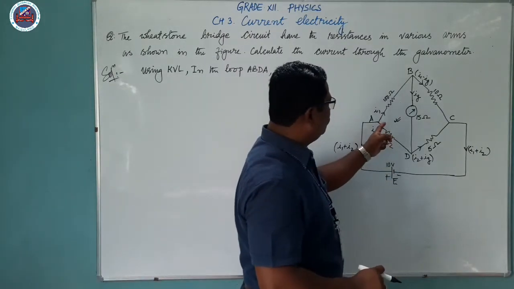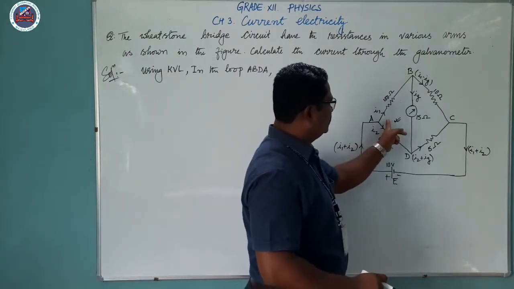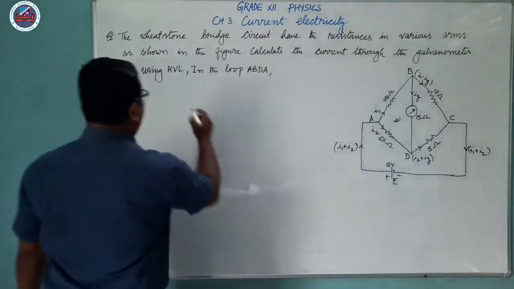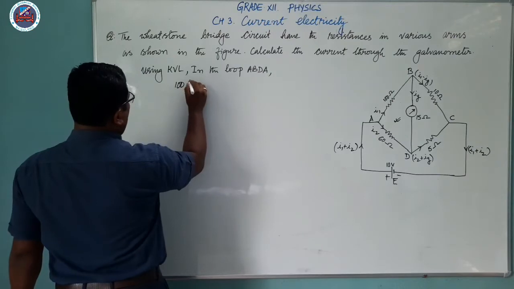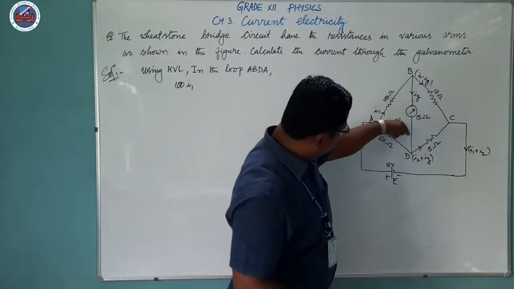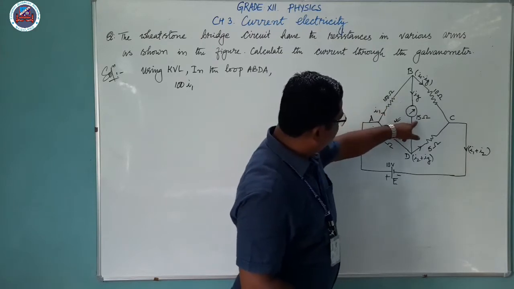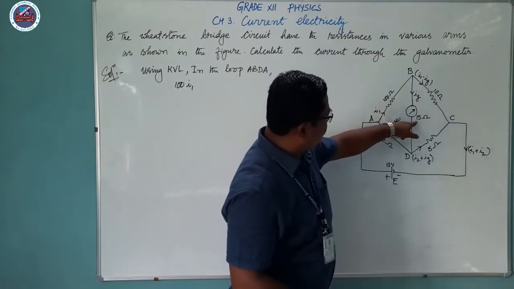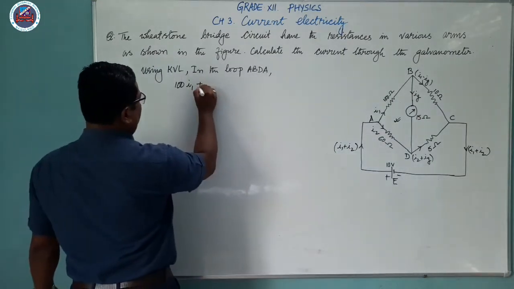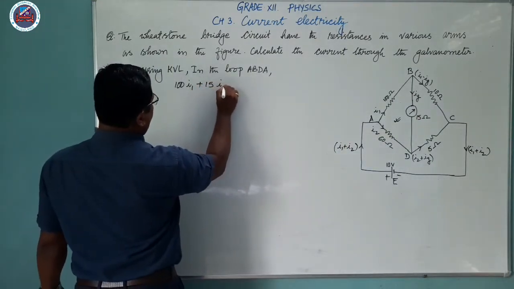The product of current and resistance, let us take first. It is in clockwise direction showing, so it will be positive 100 I1. Then this way it is coming like this, it's still clockwise. The resistance in the galvanometer is 15 ohm, so this is also plus 15 Ig.